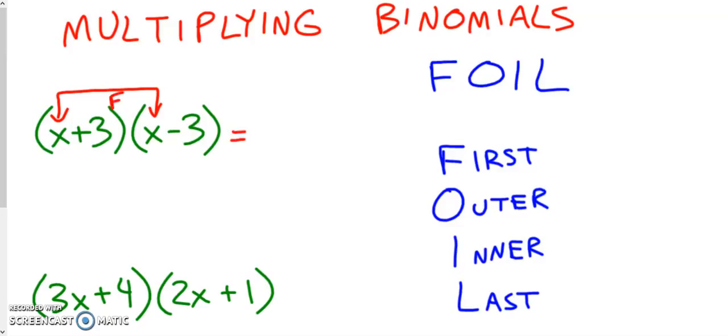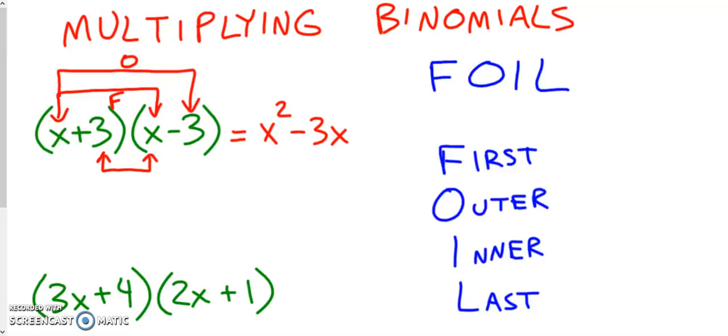X times x is x squared. Then you've got your outer. X times negative 3 would be negative 3x. Then you've got your inner. So this would be I. So 3 times x would be plus 3x. And then your last, so it's 3 times negative 3 would be negative 9. I'm out of space, so I'm going to come down here.